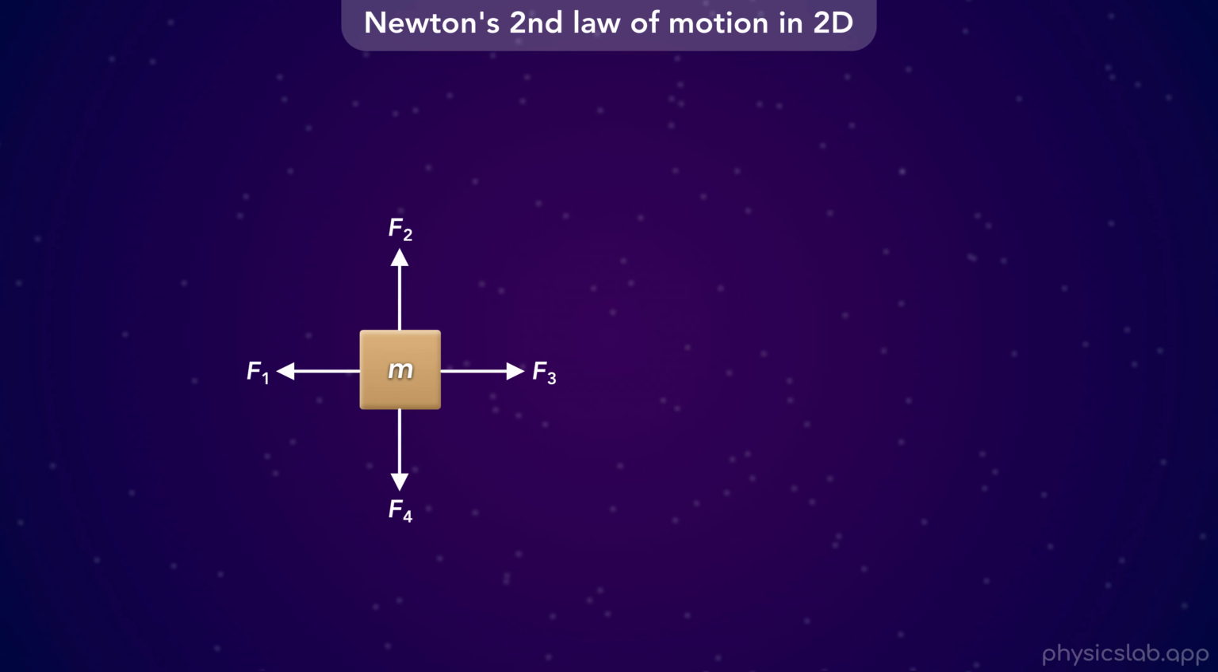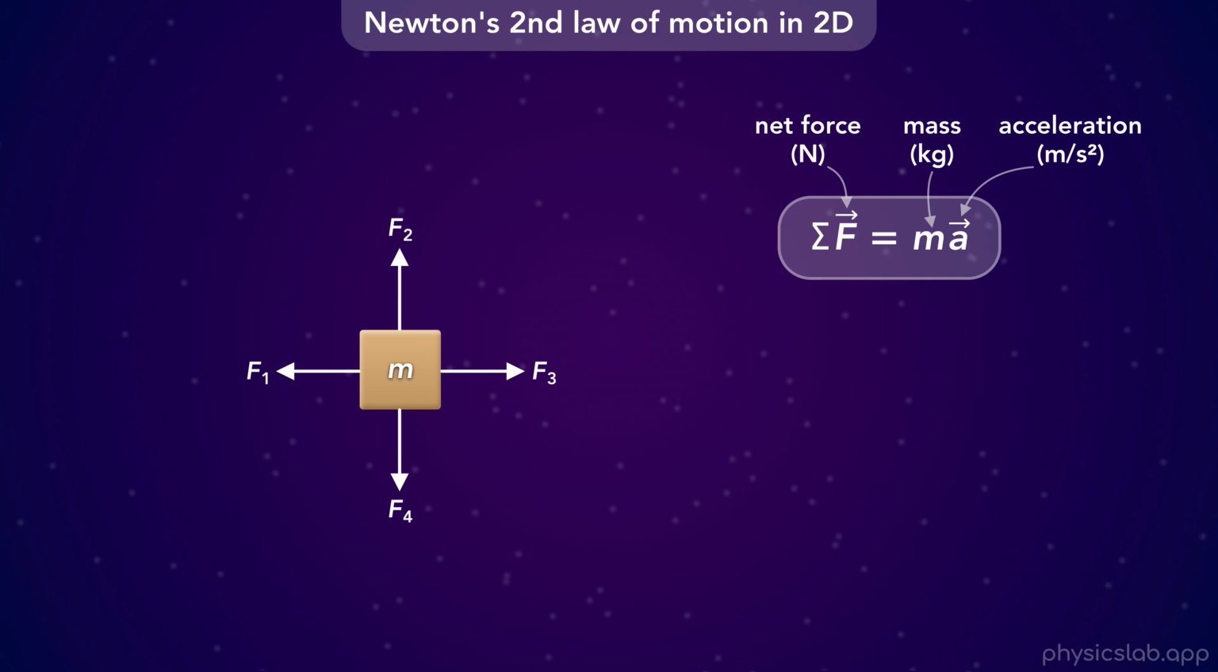So let's say we have a box with a mass of m and 4 forces acting on it in different directions. It doesn't matter what's causing the forces. Maybe the box is being pulled by 4 rocket thrusters, but we're just given these forces. And we're going to start by using variables first, and we'll use numbers later. So how do we apply Newton's second law to this box? What would be the net force and the acceleration?